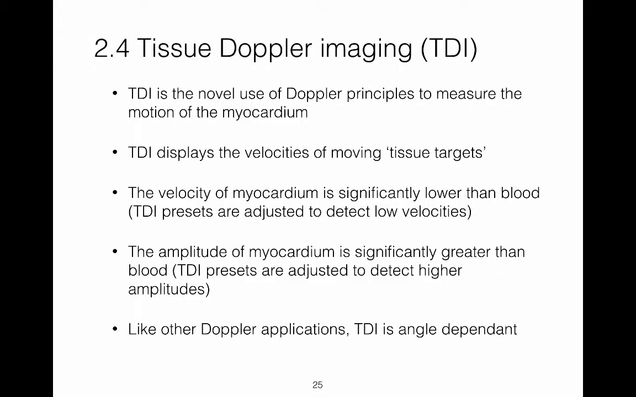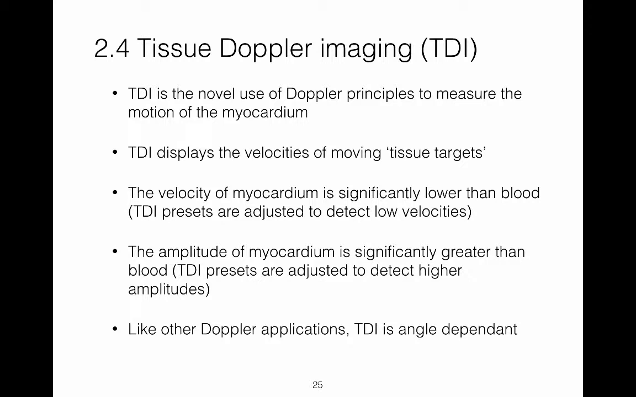Tissue Doppler imaging. Tissue Doppler is a relatively new technique that uses Doppler principles to measure the motion of the myocardium. There is an important distinction to remember. Standard Doppler measurements measure blood flow. Tissue Doppler imaging measures the myocardium, the heart muscle.